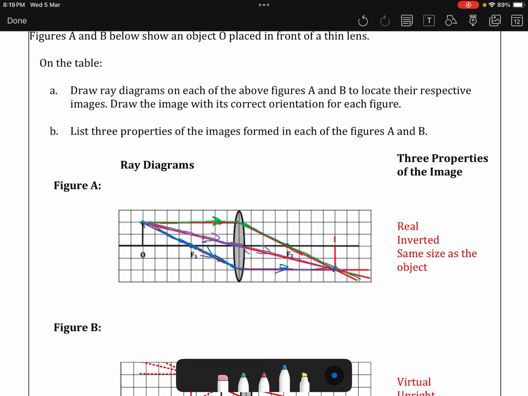So this will be the top of the image, and clearly the image is inverted because it's upside down. It's real because it's on the other side of the lens, the object on the left, the image on the right. It is the same size, you can count here, 1, 2 units. The height is 2. The height of the image is also 2. That's it. It's that easy.